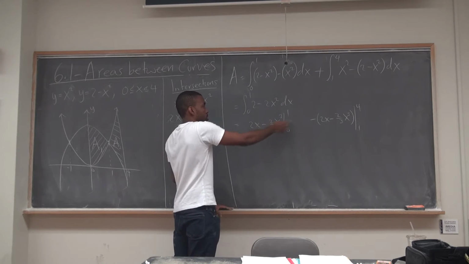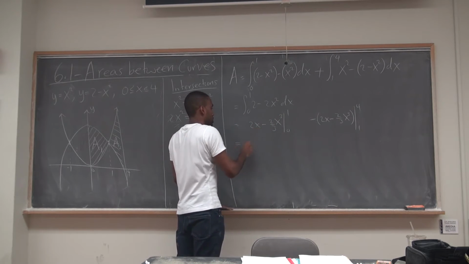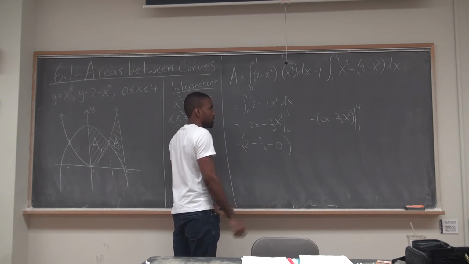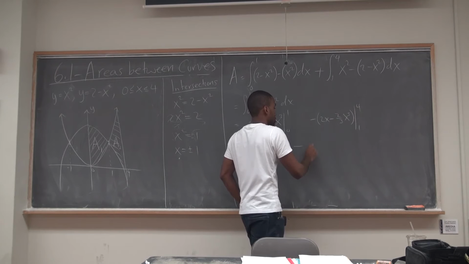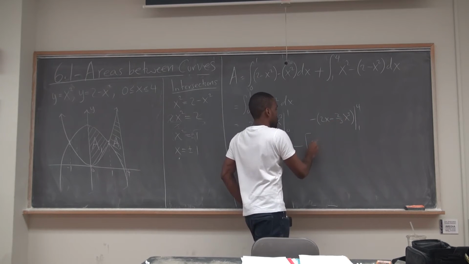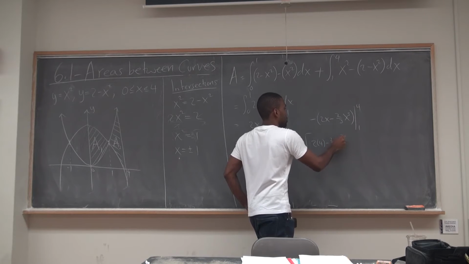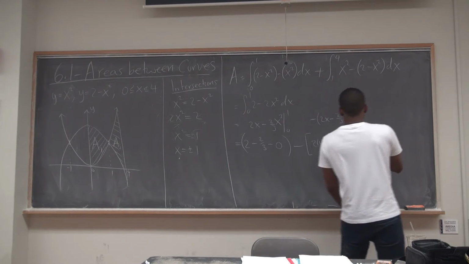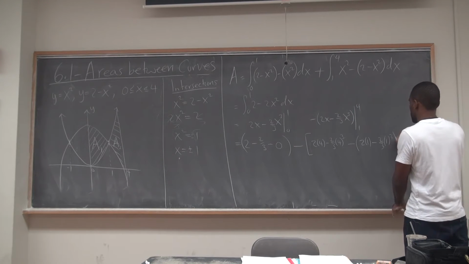So now you do the same thing, but you do it for each individually. So plug 1 into here, you get 2 minus 2/3 minus 0. That's for the first integral. Minus, plug 4 into here. 2 times 4 minus 2/3 times 4 cubed, minus 1, 2 times 1 minus 2/3 times 1 cubed.